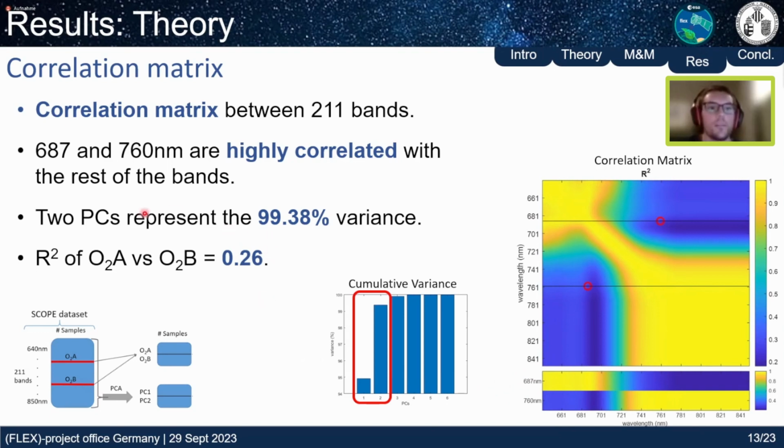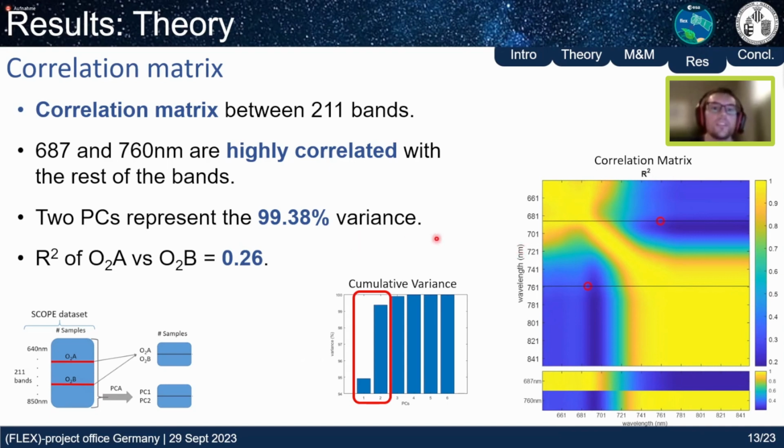So we applied a principal component analysis and we registered the cumulative variance, obtaining that only two principal components represent 99.38% variance of the spectrum.